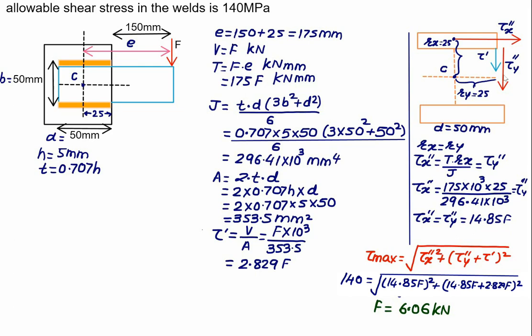This theory I have already discussed, how to find the value of tau x double prime, tau y double prime and tau prime. Tau prime is the same as V by A, and to calculate tau x double prime and tau y double prime you have to use the torsion formula. For that you require the radius. So for tau x double prime the radius will be equal to B by 2, and for tau y double prime the radius will be equal to 25.